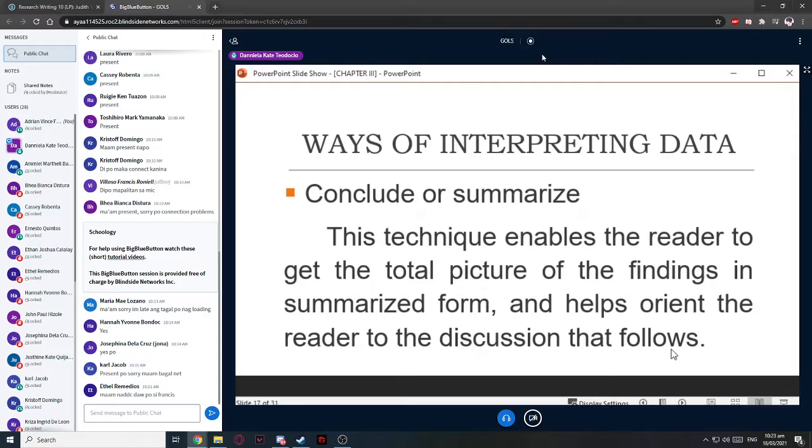That's why, as a researcher, if you are going to interpret data, you should conclude or summarize it as best as you can. And also, in concluding and summarizing, it helps orient the readers to the discussion that follows.